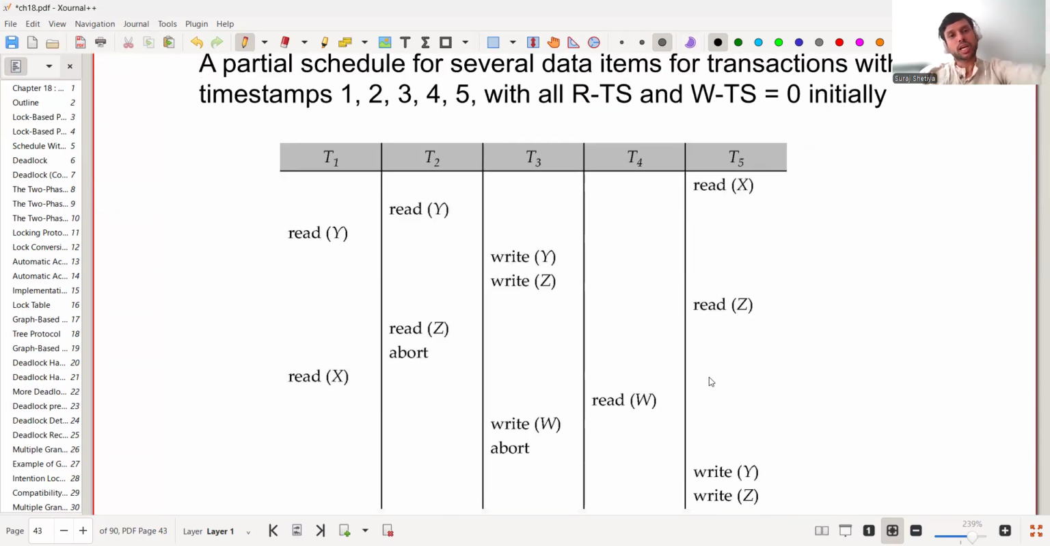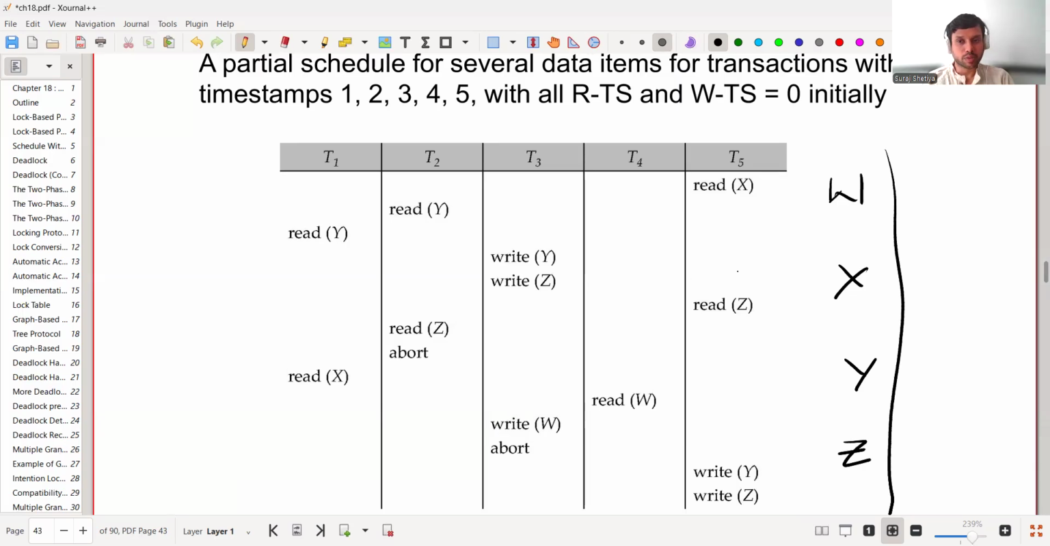Okay, so I hope that it's clear so far. We'll take another example to make it very clear. So this time, how many elements are there? There is W, X, Y, and Z. The first line of this transaction here, the first line of W will be a read. The second line will be a write. Okay? So I'll write this in 2 lines, and I'll keep writing this.